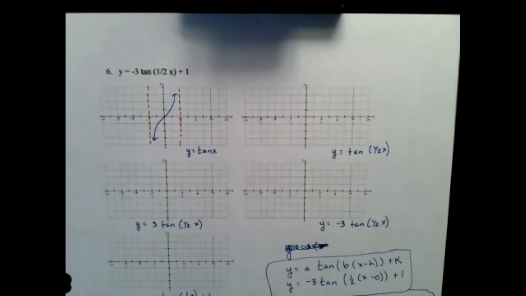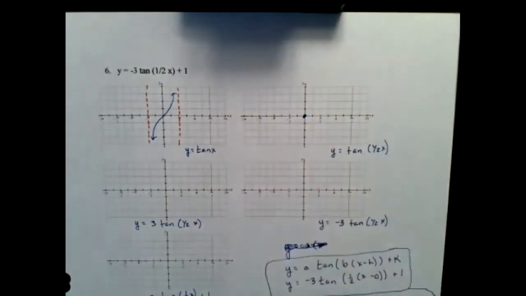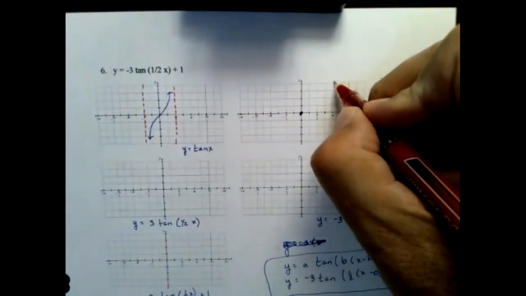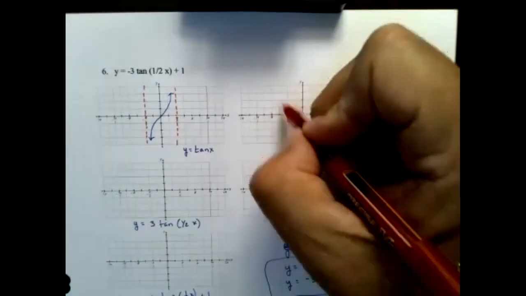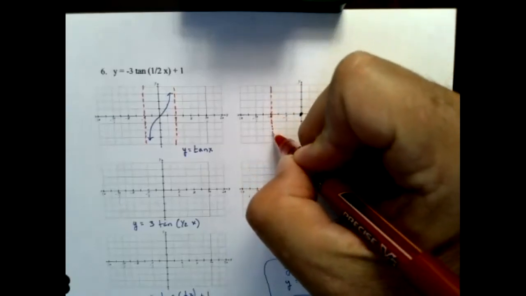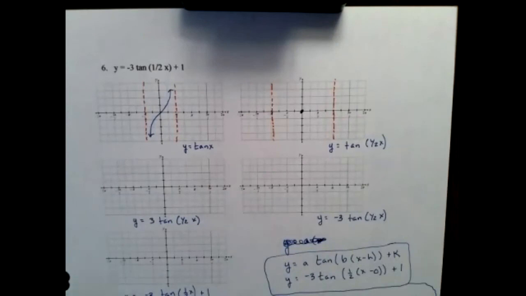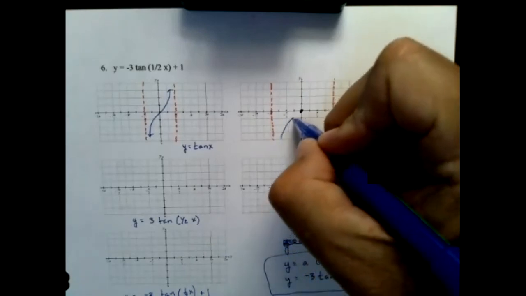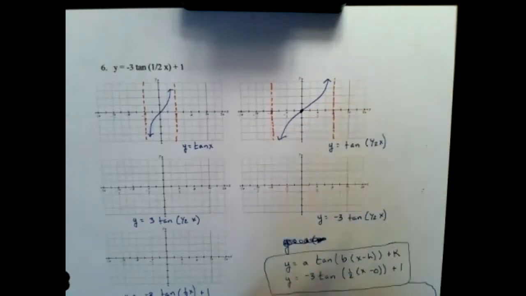Parent function, y equals tangent of x. The next thing I do is make the period become 2 pi. Zero is still going to be 0, but what was at pi over 2 is now pi, and what was at -pi over 2, my other asymptote, is now -pi, because I always do my asymptotes first. I also make sure they're labeled. So now my graph should look something like that. It got wider.